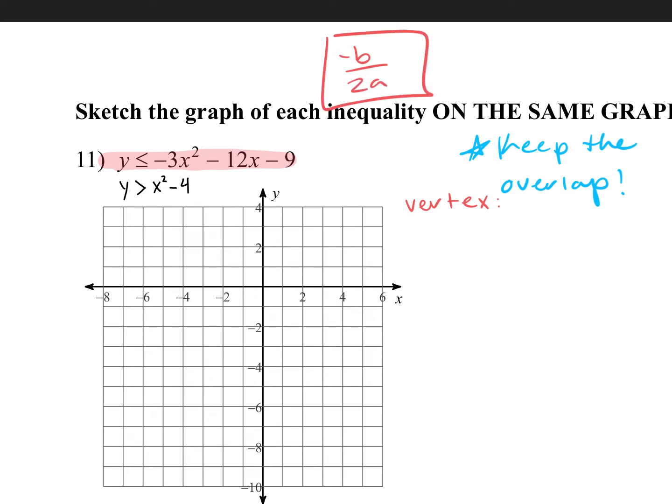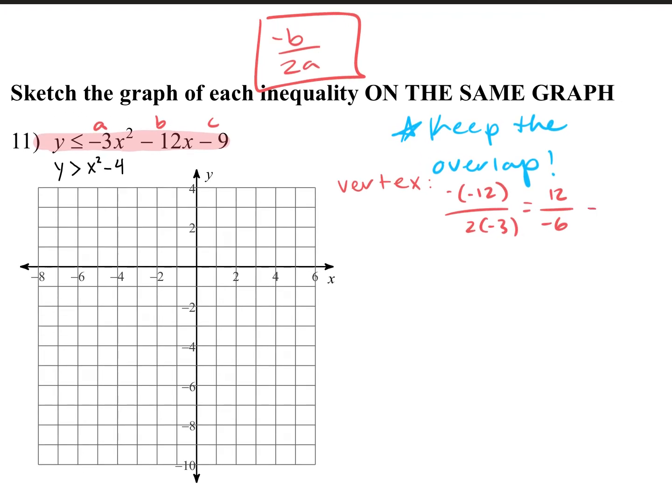So negative b over 2a, I have my a, b, and c. So this would be negative 12 over 2 times negative 3. So positive 12 over negative 6, which would be negative 2. So the first number in my vertex is negative 2. How would I find the second number?